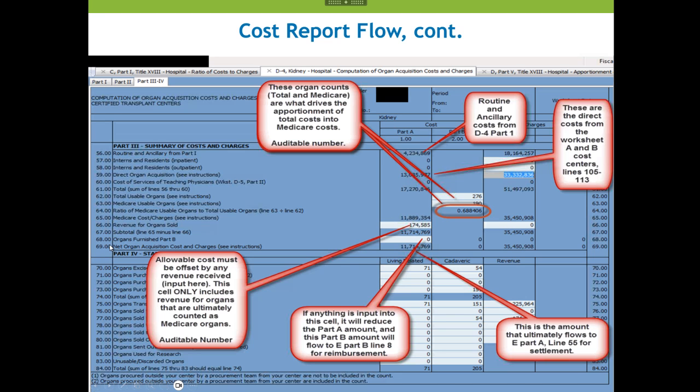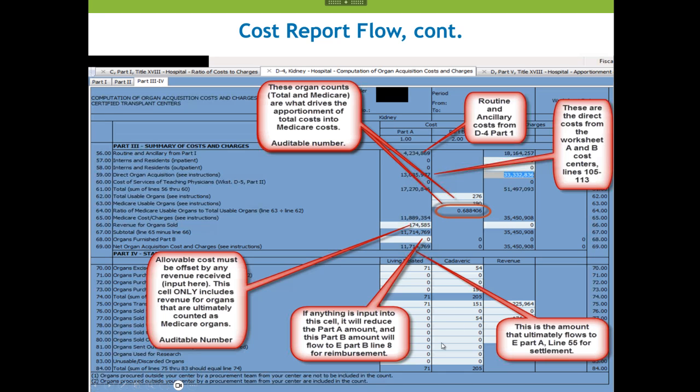Now, by the way, I guess I should mention here, line 68 is fairly rare. These are organs furnished for Part B. This is a rare situation where perhaps the Part A benefits have expired, or exhausted, I should say. So there might be a Part B organ. And if that's the case, then the calculation of this amount, this number of organs, will flow to E Part B instead. And it'll obviously reduce the amount that goes to worksheet E Part A, line 55. So that's what we have there, important pieces.